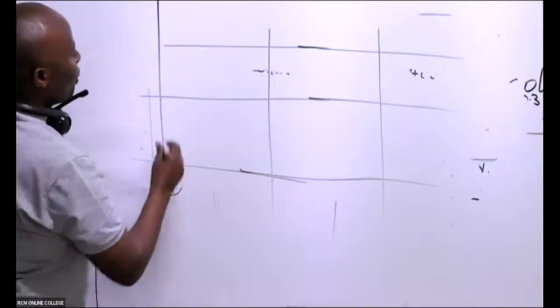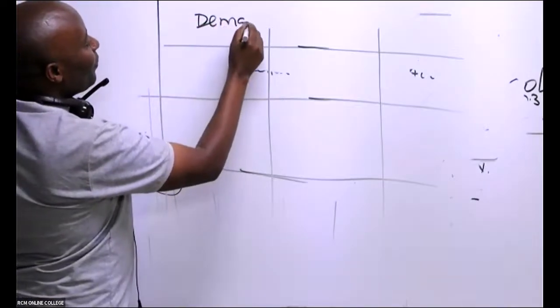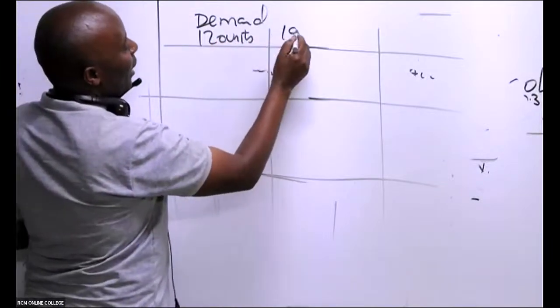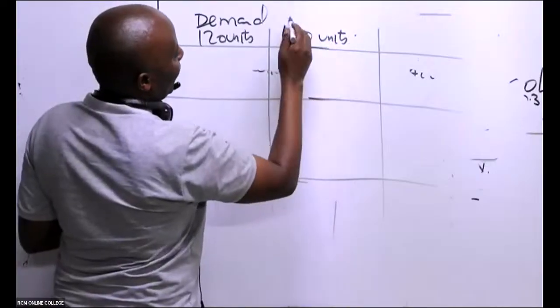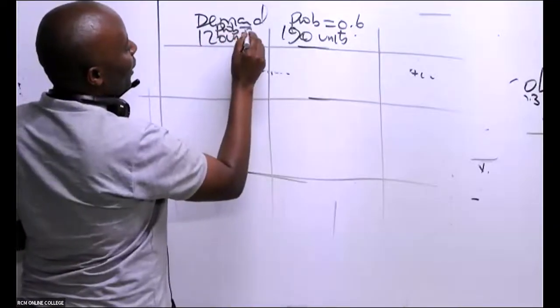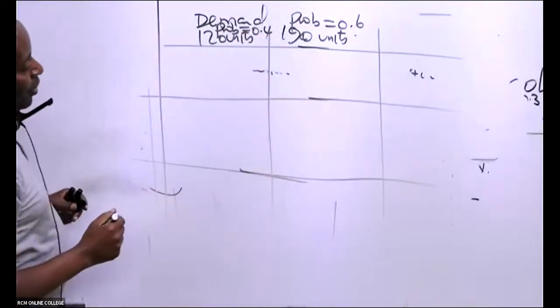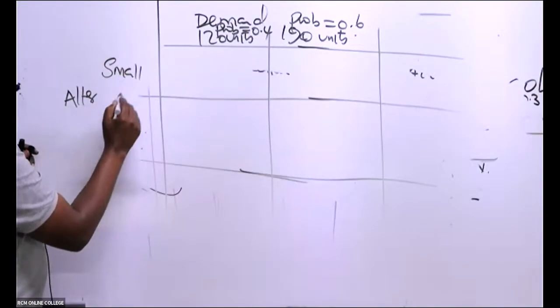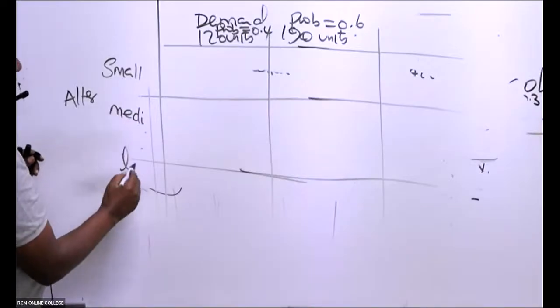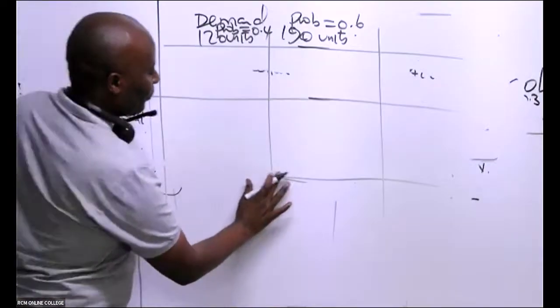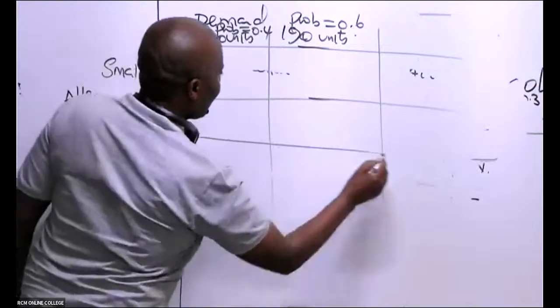Yeah. So in this case here, we have our two states of nature, which is demand, which could either be 120 units, or in this case here, 190 units. And the probability of this large one is 0.6. Probability here is what, somebody? 0.4. And then now the alternatives are here. We have small, medium, and large.